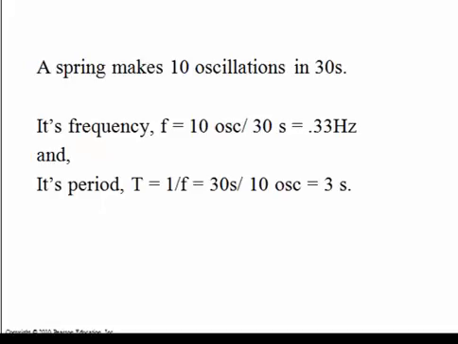A spring makes 10 oscillations in 30 seconds. Its frequency, f, would be 10 oscillations divided by 30 seconds, or 0.33 hertz, and its period, T, is the inverse of the frequency, 30 seconds divided by 10 oscillations, which is 3 seconds.